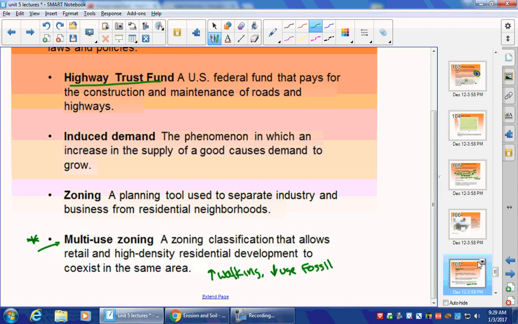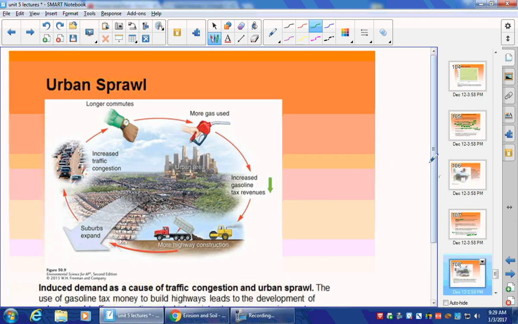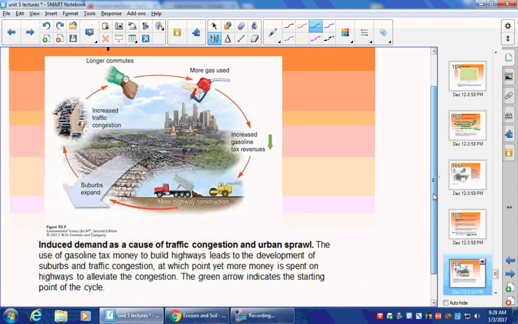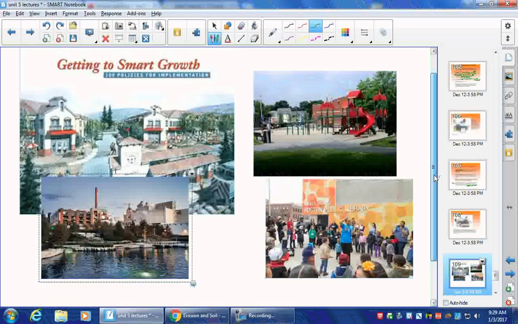Okay, so you can walk more places, you don't have pollution, it's more desirable to live there, you don't have to drive as much, so tax revenue for highways goes down, and you end up keeping people in the city. Right, so here's a feedback loop for urban sprawl. You probably want to study that. All right, smart growth. So let's look at smart growth.